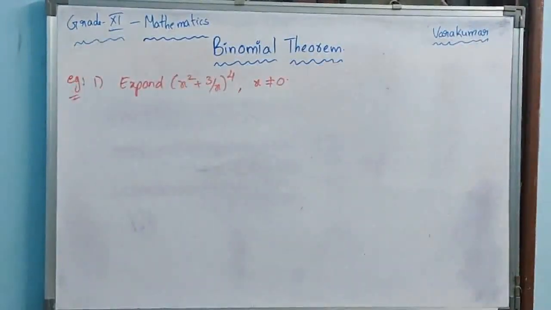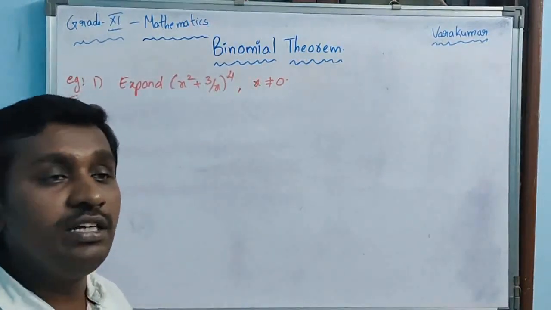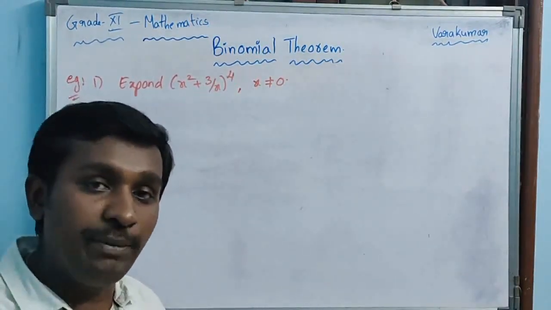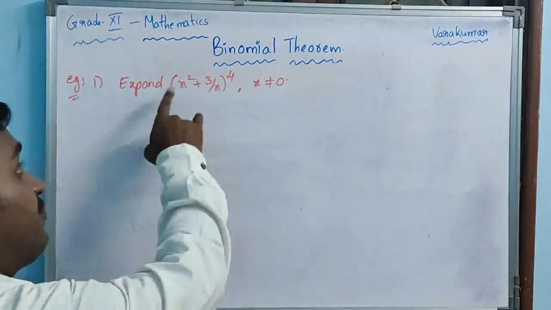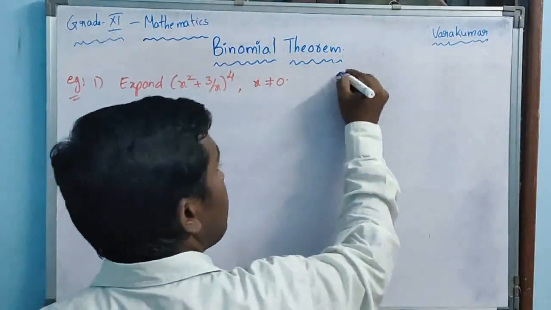A question from the exercise, like example 1. Expand (x² + 3/x)^4. So far we have seen how to write the formula for the expansion. Now to do that expansion, you have to remember how many terms are there. Here the power is 4, so it has 5 terms.